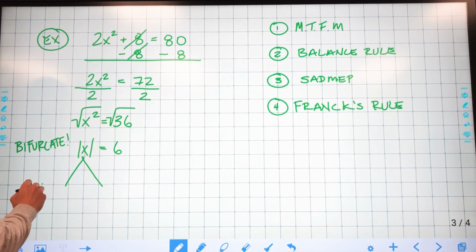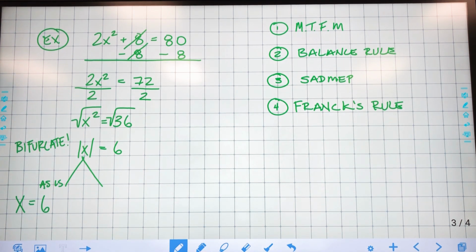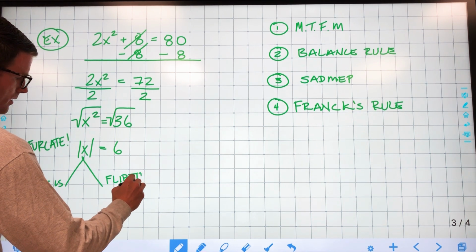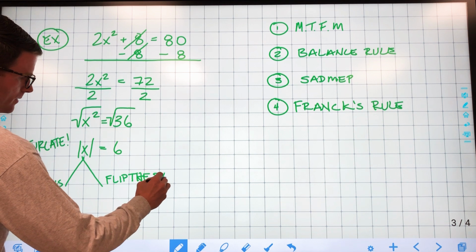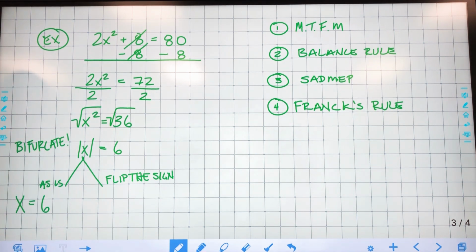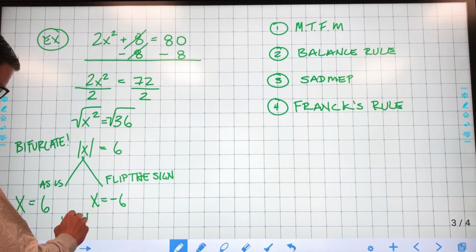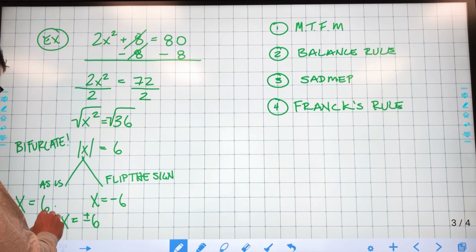The first is I'm solving as is. So I'm just going to pretend that the absolute value bars are not there and say x simply equals 6. Second way is I'm going to flip the sign and say that x equals not positive 6, but negative 6. So my answer becomes these 2 are both solutions. So I can say x equals plus or minus 6.